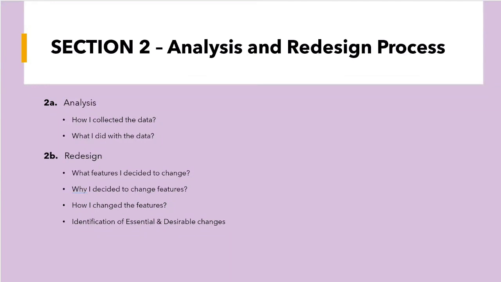Now section 2 is divided into A and B. A is analysis and redesign: how I collected the data, and what I did with the data. And then B is, from the analysis of the data I got from my participants, I've decided what features I wanted to change, why I changed the features, how I changed them, and the identification of the essentials and desirables.